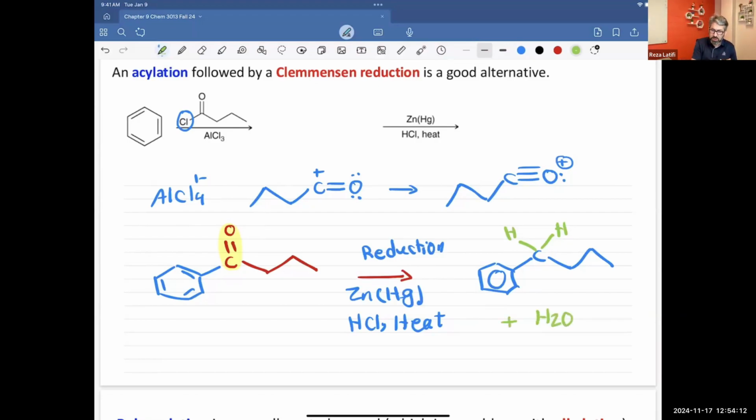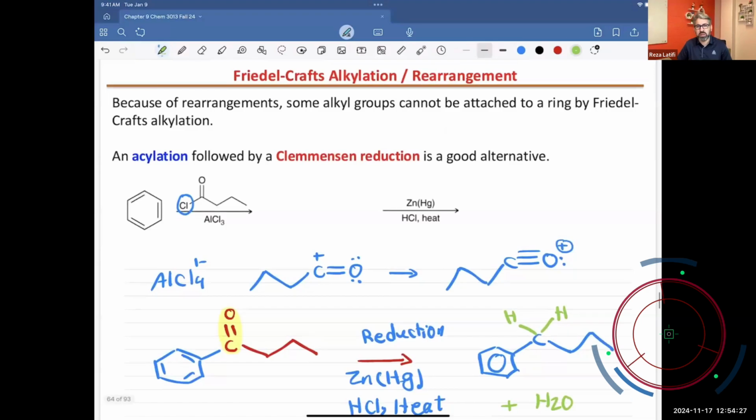Okay. So from a carbonyl group, I turned it to a saturated compound, and now I have simply a butyl group attached to the ring. And this is the way to bypass the rearrangement when it comes to the Friedel-Crafts limitation. Okay. And this is going to be the end of this lecture, and thank you very much.